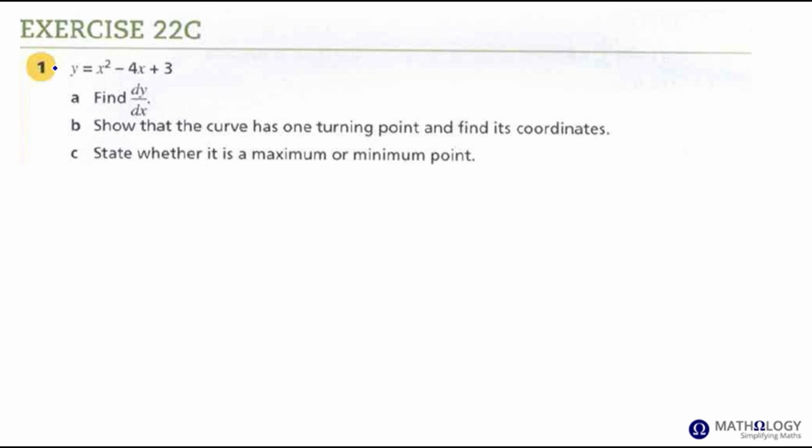Okay, question 1. Given that y equals x squared minus 4x plus 3, find the gradient function dy dx. Show that the curve has one turning point and find the coordinates of this turning point, and then state whether the turning point is a maximum or a minimum. Okay, so dy dx, the derivative function, equals 2x minus 4.